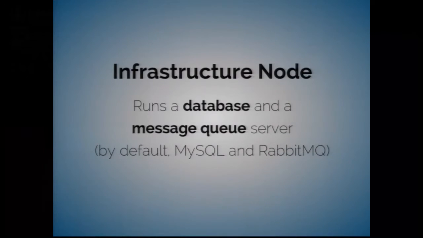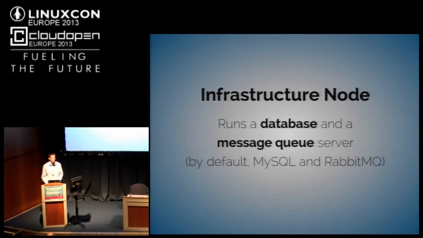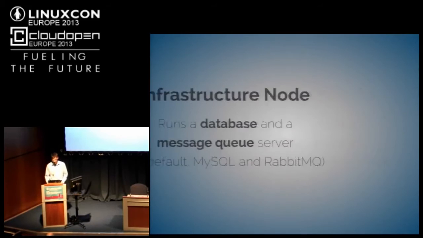And those node roles are, there is an infrastructure node, which runs a database and a message queuing server. The relational database is normally MySQL, but Postgres is also supported. And a message queue server, an AMQP server. Most people will be using RabbitMQ, but Apache Qpid is also supported, and there is support for ZeroMQ as well, although that support has some known limitations.